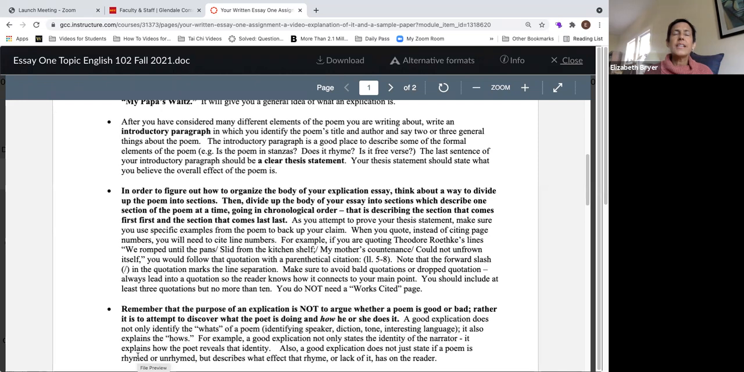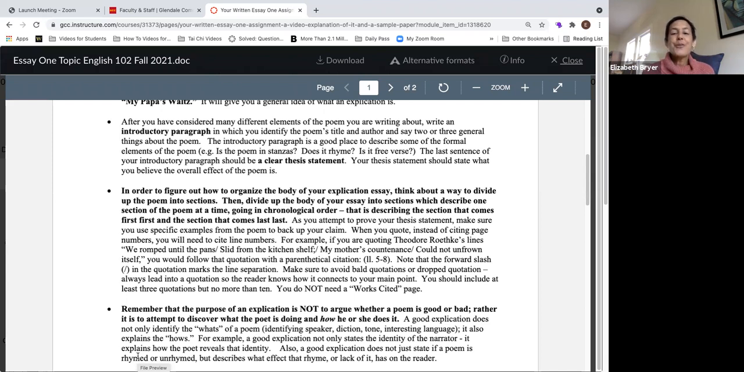In "Those Winter Sundays," I think it's three stanzas total. So it might work beautifully for "Those Winter Sundays" to write a paragraph about each stanza. But you won't be able to do that for all the poems we discuss. So I said, as you attempt to prove your thesis statement, make sure you use specific examples from the poems to back up your claim.